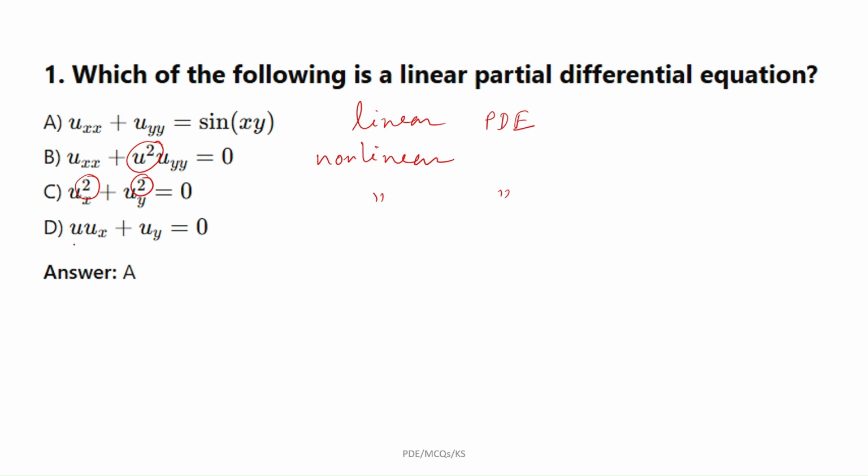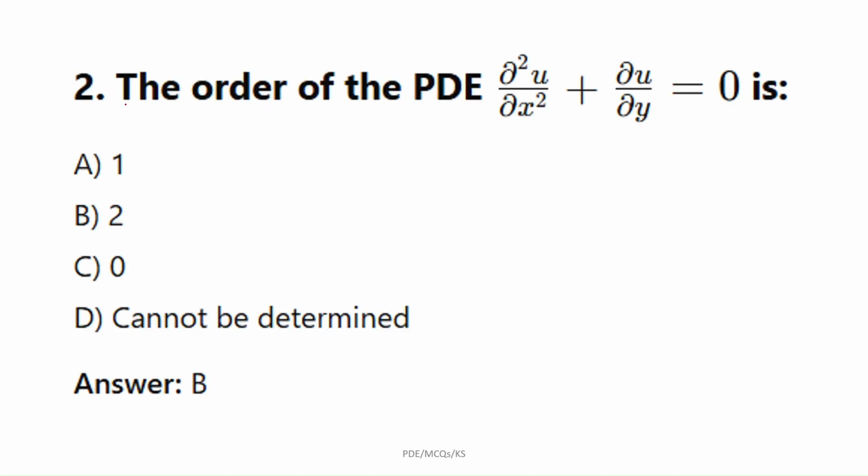In option D, there is a term which is the product of u and ux. So this is also a non-linear PDE. Question number 2, the order of the PDE. Here we see that the highest order is 2. Therefore, the order of this PDE is 2. Option B is the correct answer.